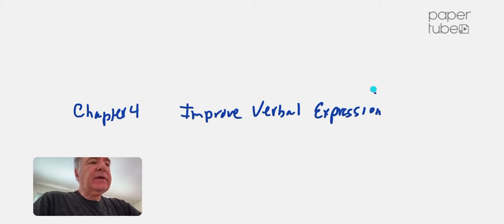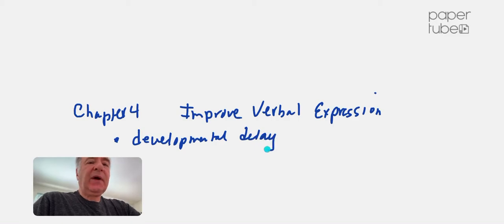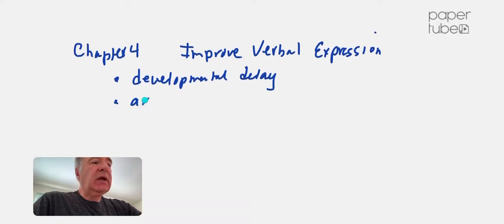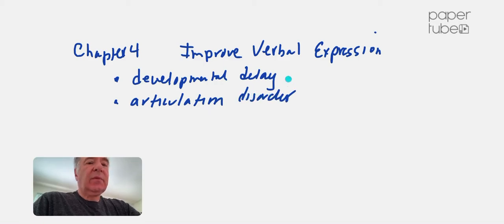It's really important that when you're working with students, you have a professional diagnosis as to why the student may be having difficulty with verbal expression. But from our vantage point, there are lots of reasons. It could be developmental delay, which may impact on language, cognitive development, or even motor development. Or it could be an articulation disorder, which would be something that might be diagnosed by a speech pathologist or therapist.